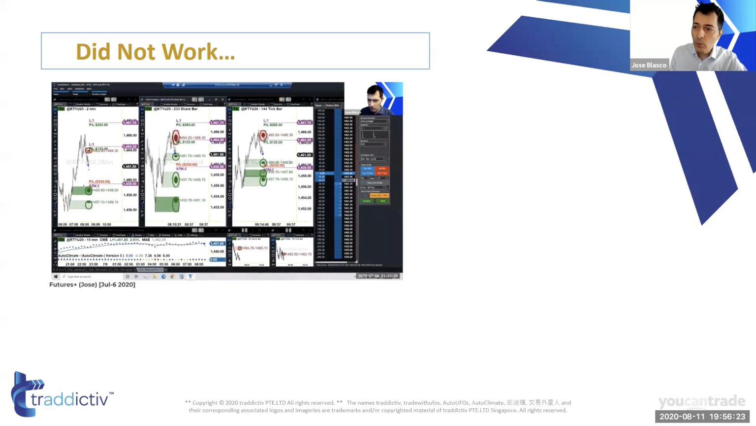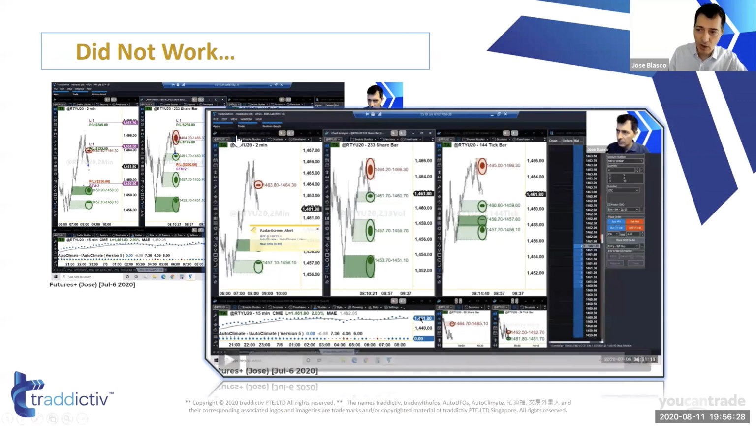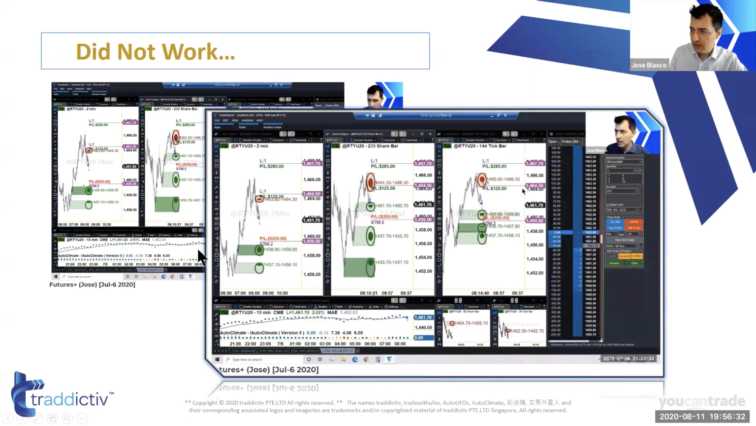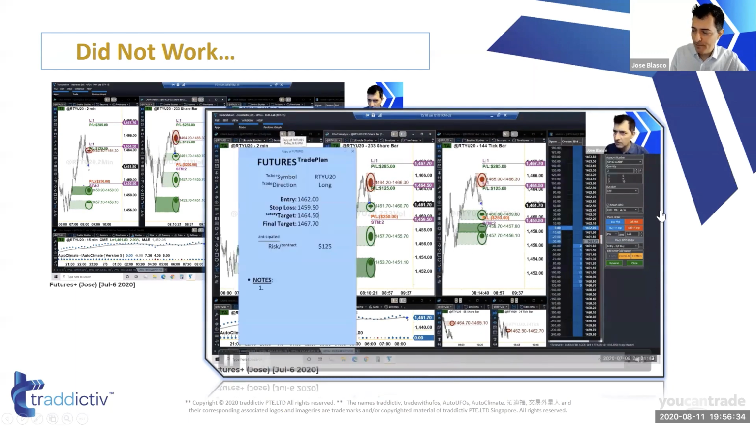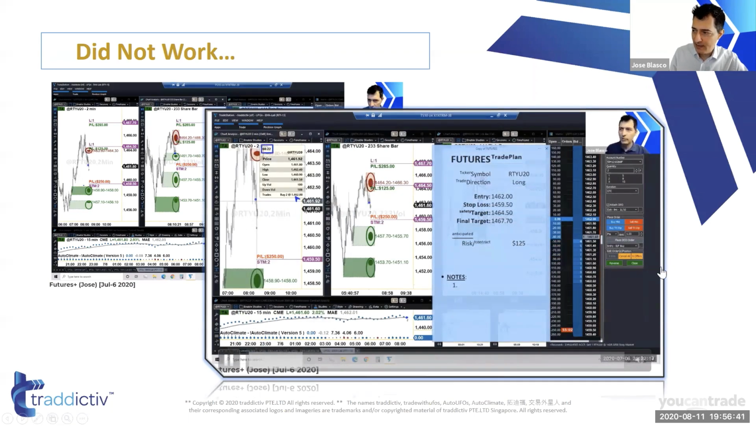So we plan the trade using the UFOs. Okay, this is the Russell futures. Different market but similar setup. So notice in this case, I got into the trade. Okay, I got into the trade. This is the plan. Russell long. Okay, so the order is in. And so we got into the trade here.